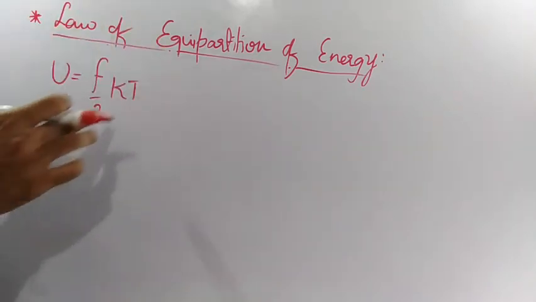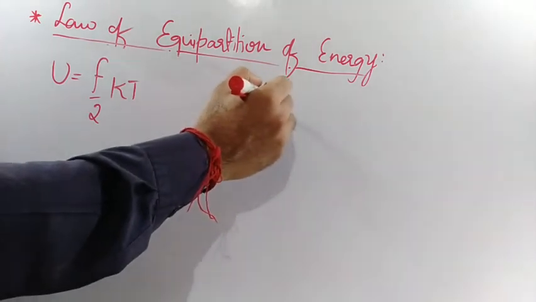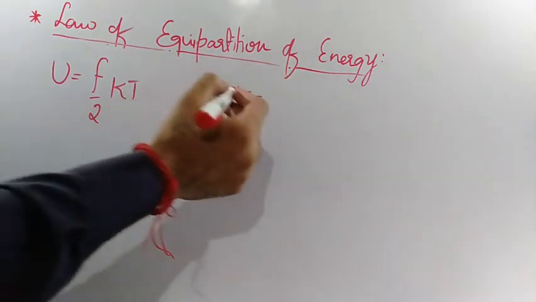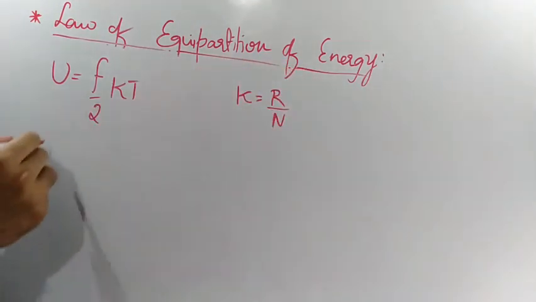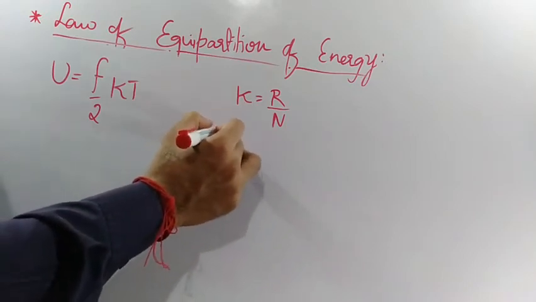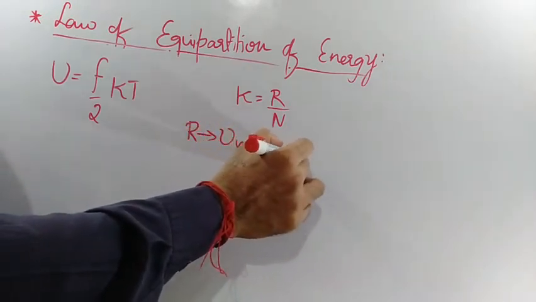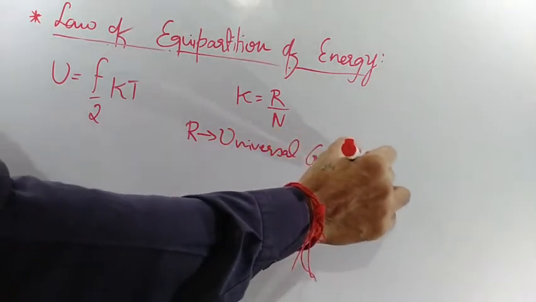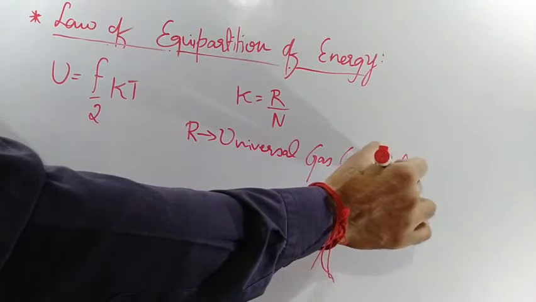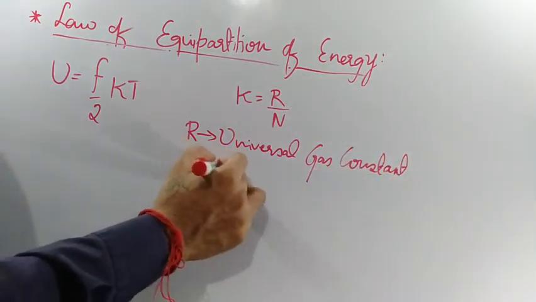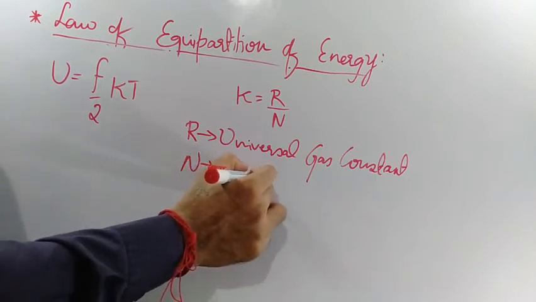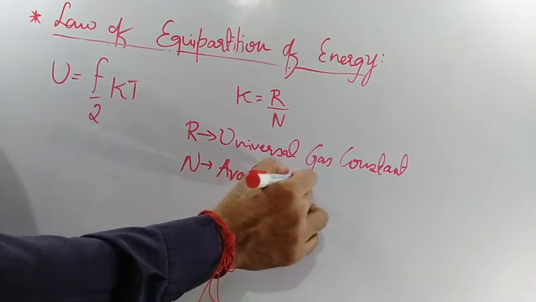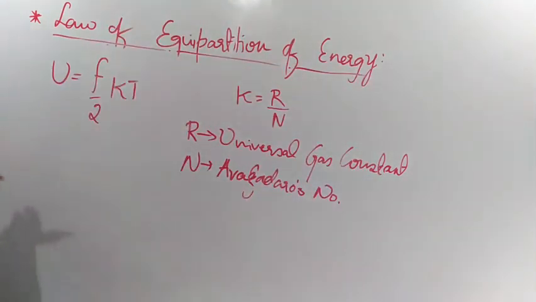Clear? Now for this k, you should remember one more expression. Basically, the Boltzmann constant is nothing but k is equal to R by N, where R is nothing but the universal gas constant, and N is nothing but what? Avogadro's number. Clear? So k is equal to R by N, you should remember, and U is equal to f by 2 kT.